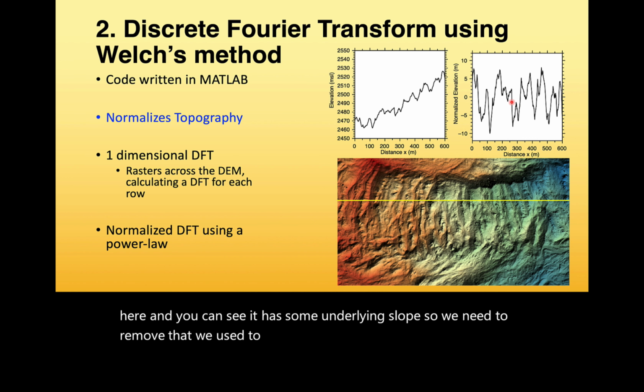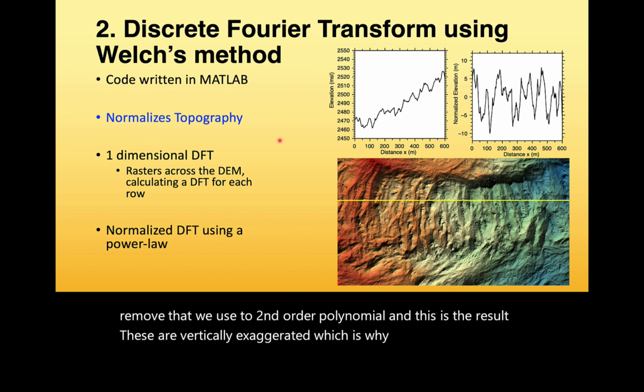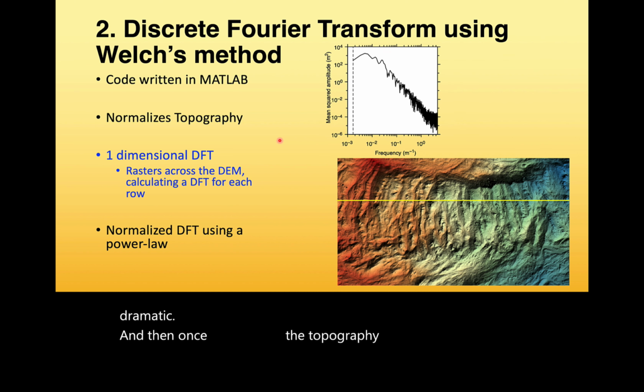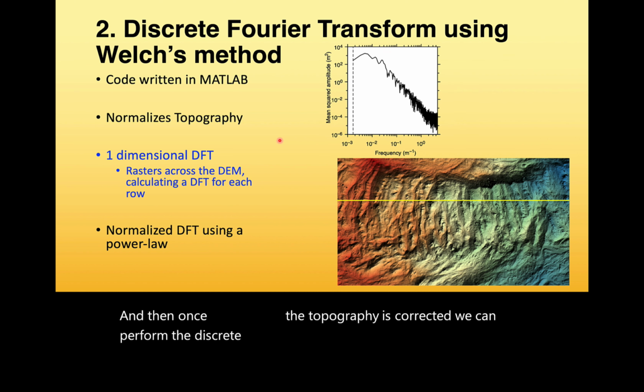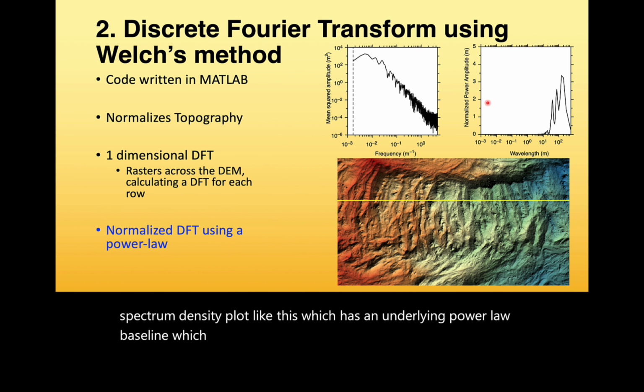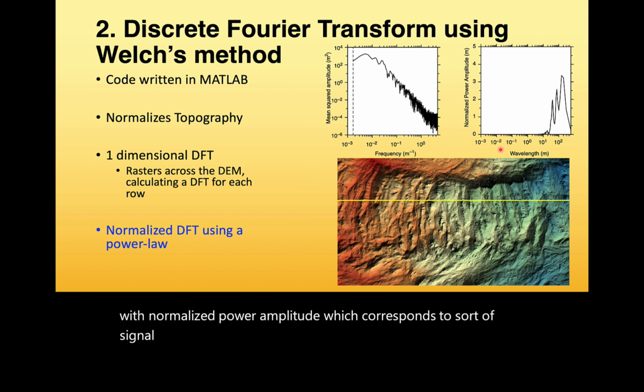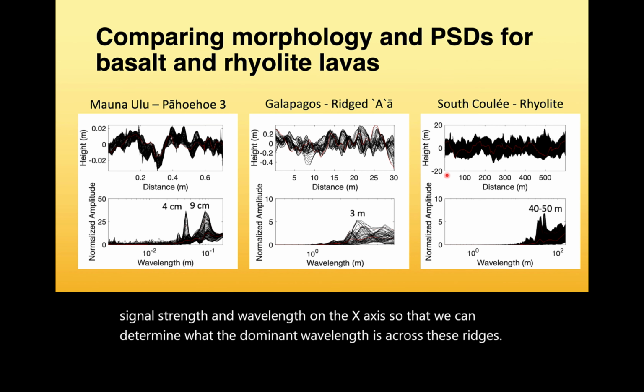We used a second order polynomial, and this is the result. These are vertically exaggerated, which is why they look so dramatic. And then once the topography is corrected, we can perform the discrete Fourier transform, and it produces a power spectrum density plot like this, which has an underlying power law baseline, which we could remove, and we get a plot that looks like this with normalized power amplitude, which corresponds to sort of signal strength, and wavelength on the x-axis, so that we can determine what the dominant wavelength is across these ridges.